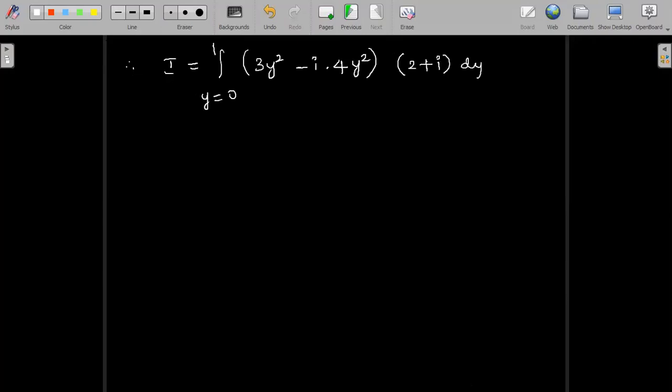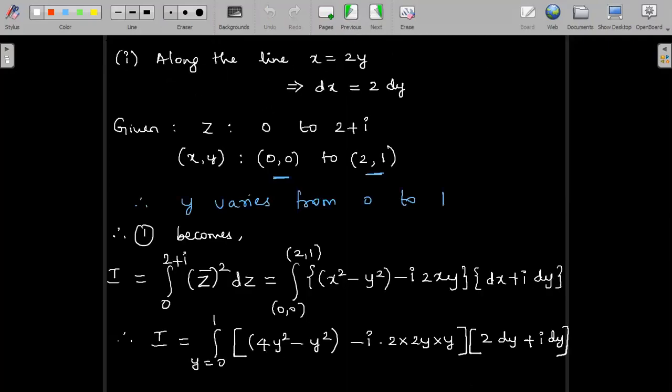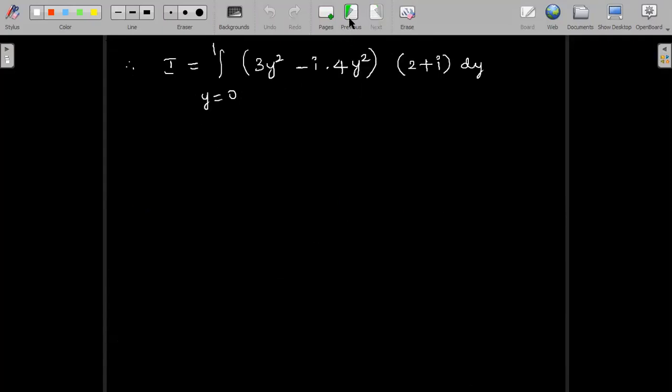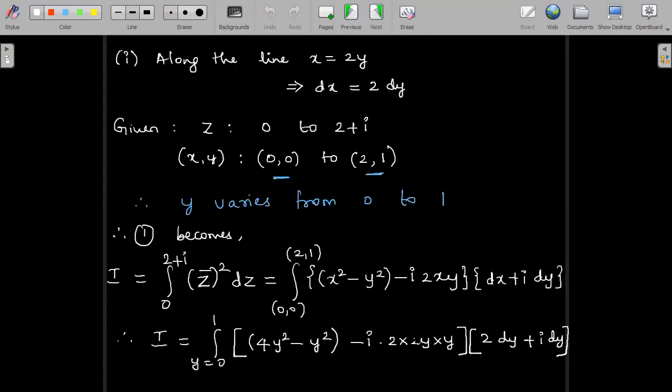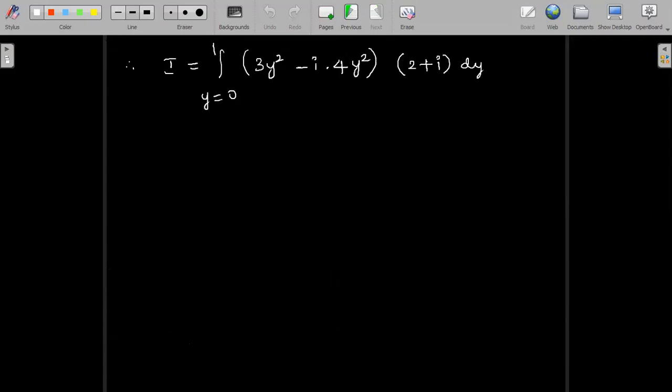So therefore, I is equal to the integral from y is equal to 0 to 1 of (3y square minus i into 4y square), the whole thing into (2 plus i) multiplied by dy. Let me show you this. So it is 4y square minus y square, which is 3y square. Similarly, the imaginary term is 2 into 2, 4y into y square, 4y square i with the minus sign.